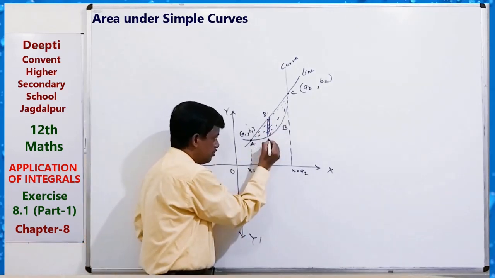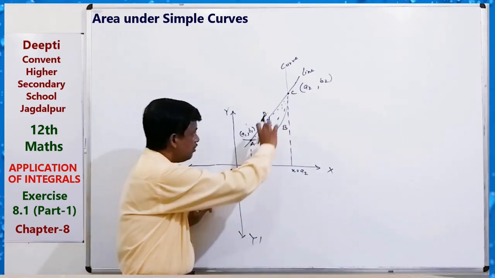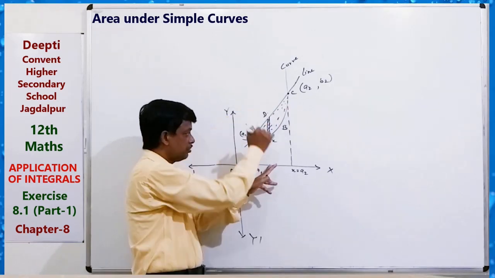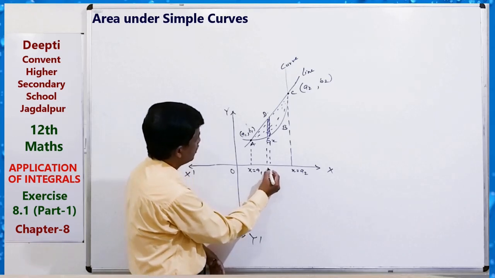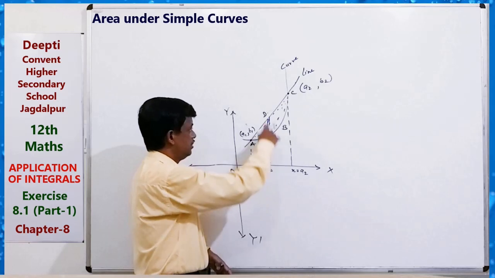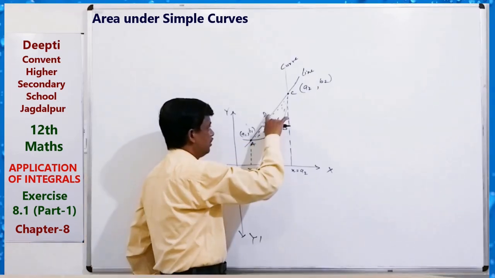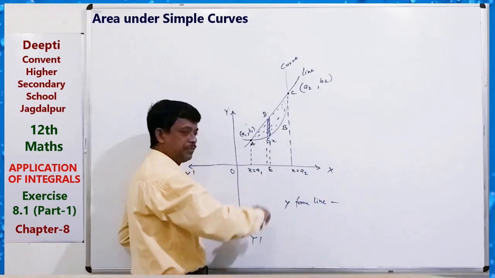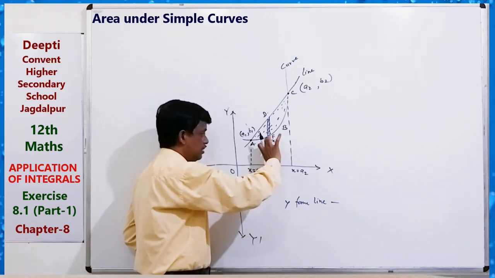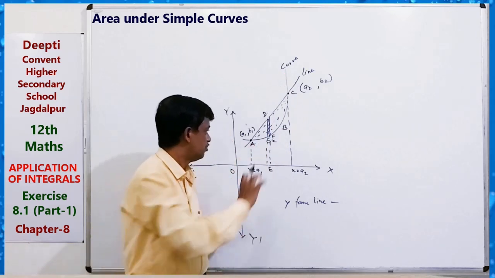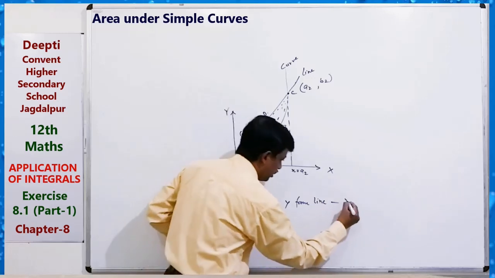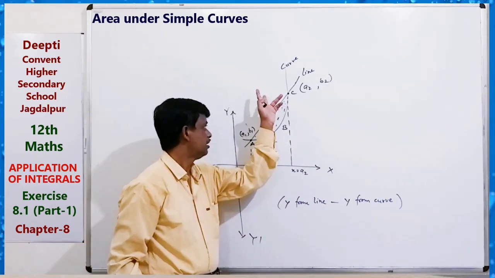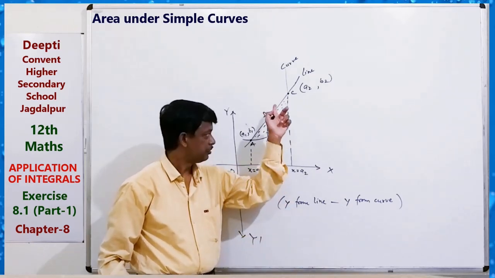So for finding this width, we can consider delta x along this axis. And for the length of this, how can we find it? Suppose this is A, B, C, D, E. ED gives the value of y for the line, the upper curve. Y from the line minus this. And suppose this is F, the point on the curve. So y from curve. Value of y from the upper line minus value of y from the lower curve.